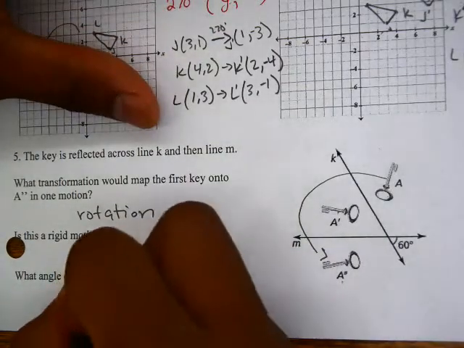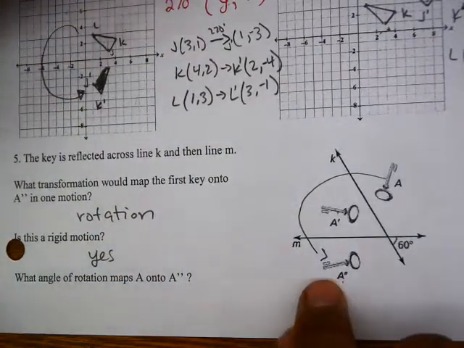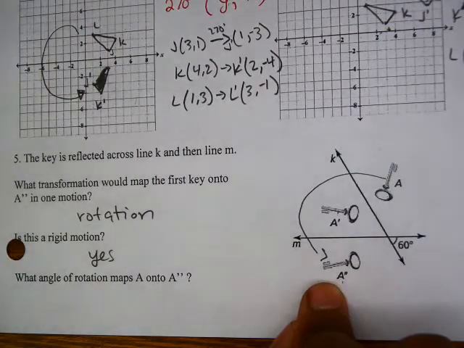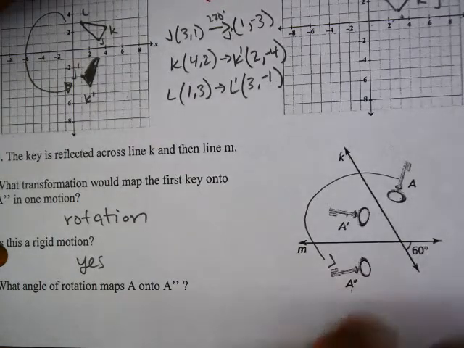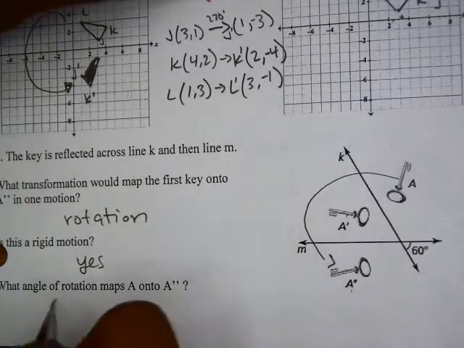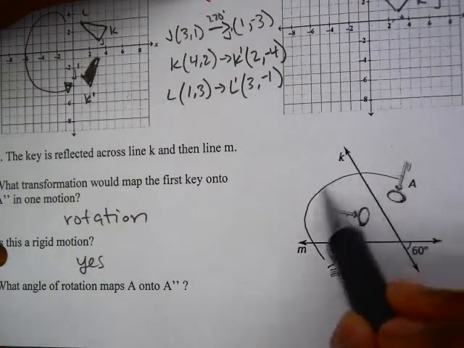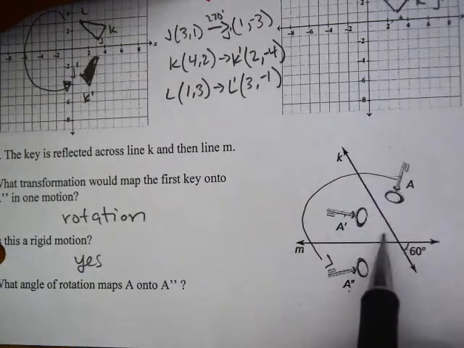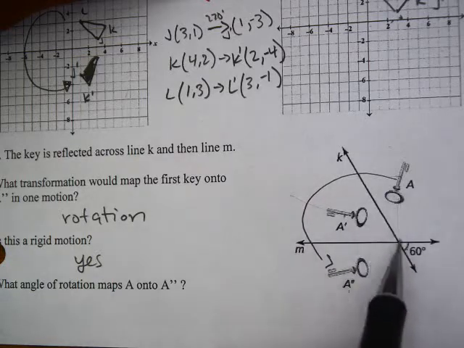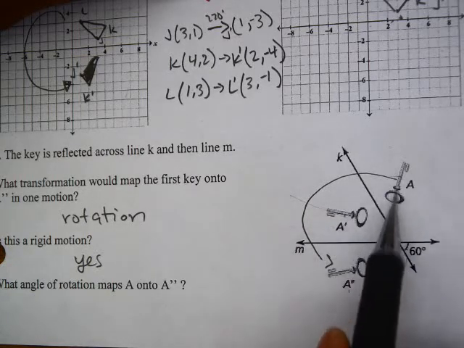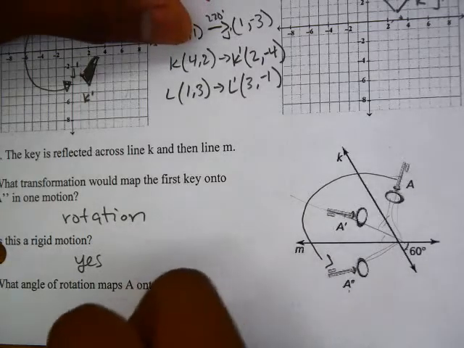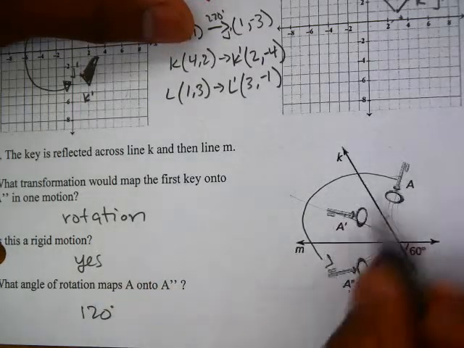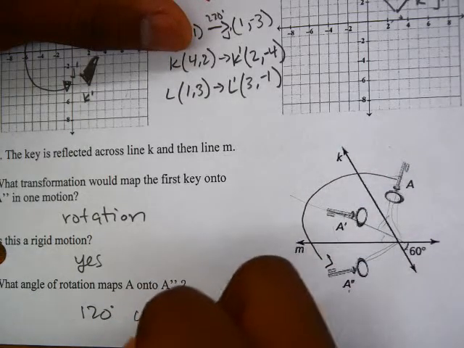Is it a rigid motion? Yes, rotations are always rigid motions, so are translations and reflections. Rigid motion just means, did you move it, and did the shape stay the same size? This key stayed the same size. So what angle of rotation was this? Well, if this is 60, then I'd double that, because this would be 60, and then this would be 60 to create 120 degrees. And I went this direction, so that's counterclockwise.